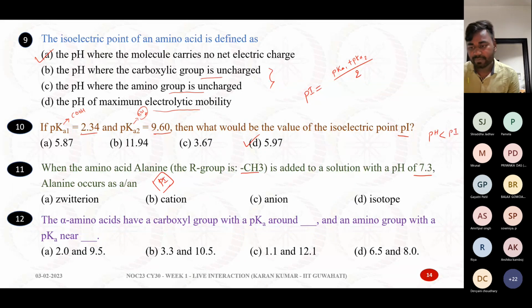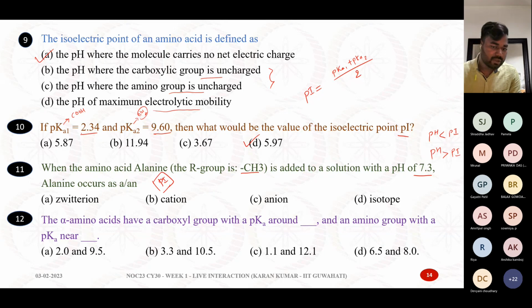If pH is less than pI, can somebody tell me? Positive. I think it will exist in positive form, cationic. And if pH is greater than pI, then negative. I am confused. Okay, to resolve that confusion, I will be giving you the complete titration curve. I will tell you how to calculate and how to remember all these things.